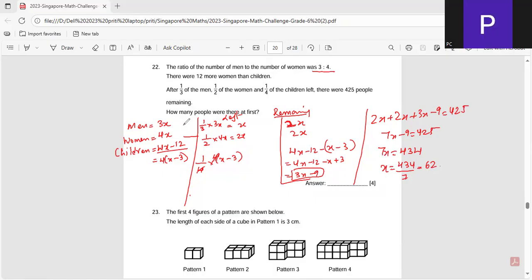Now, they're asking how many people were there at first. So the total is 7 plus 4, 11x minus 12. So you do 11 into 62 minus 12, which is 682 minus 12. I'm sorry, that will be 670. So the answer is 670 for question 22.